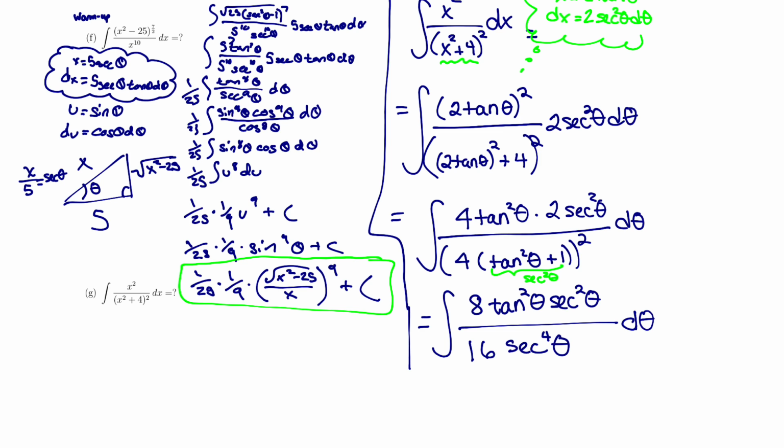Am I good so far? Let's see. Tangent squared theta plus 1 becomes secant squared. Secant squared squared becomes secant to the 4th. 4 squared becomes 16. So everything should be going good there. You guys should be doing good.